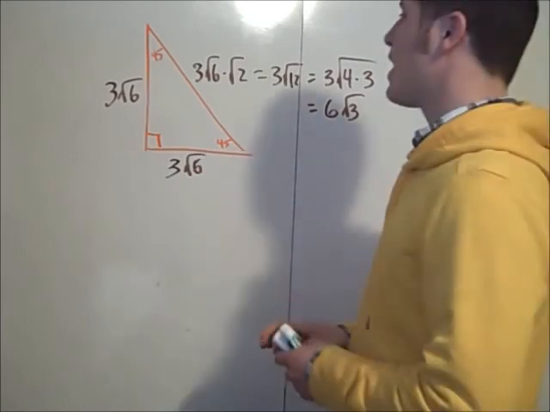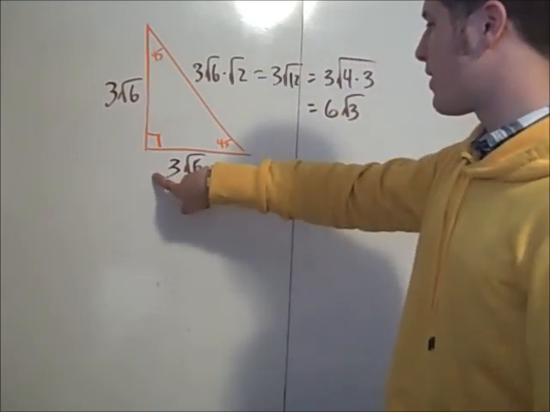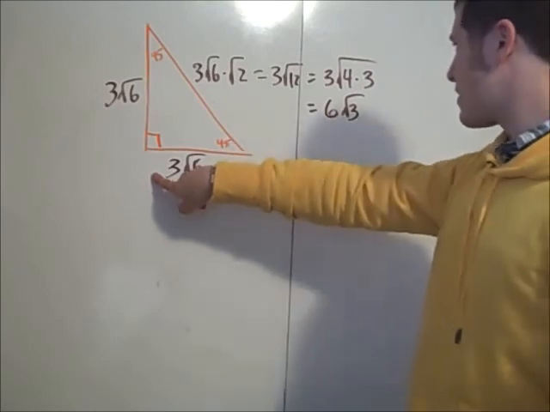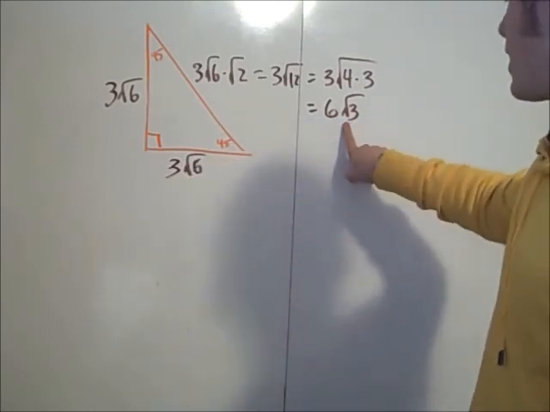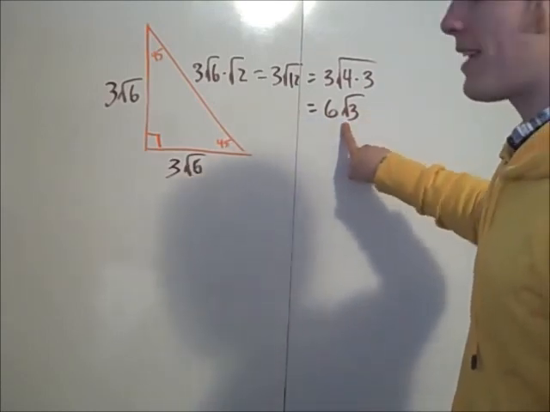So if you have a 45-45-90 with a leg of length 3 root 6, then the hypotenuse has length 6 root 3. It's kind of fun.